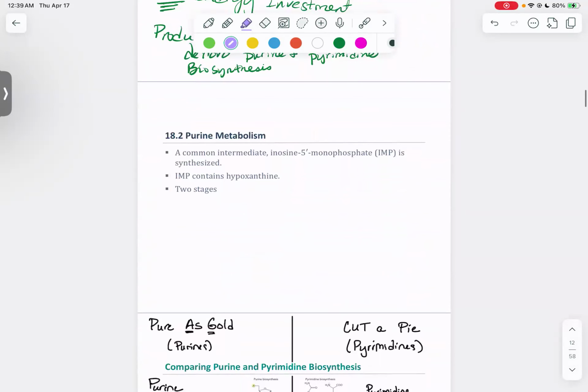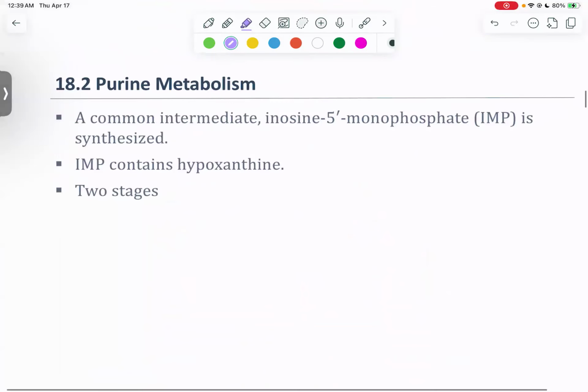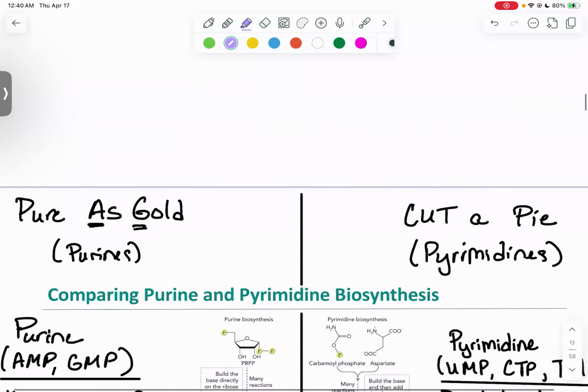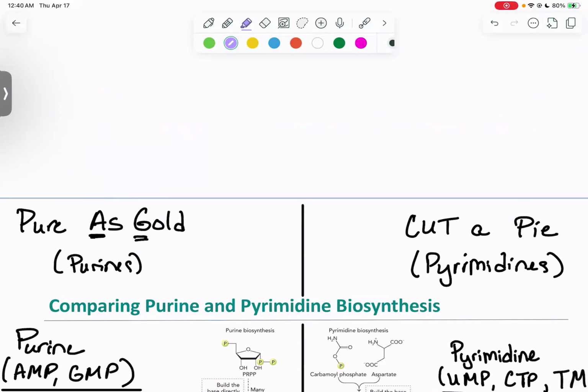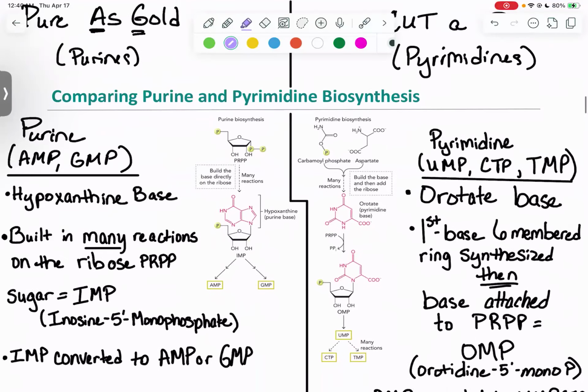All right, so now we're going to talk about purine metabolism. Before we talk about purine metabolism, I kind of hate that your book jumps straight into it. So what I am going to do is talk to you about both purines and pyrimidines, because they have really essential differences. If you have a heads up of what's going to happen, I think it makes a little bit more sense. So remember your purines and your pyrimidines. Purines are pure as gold, and for pyrimidines, you cut a pie.